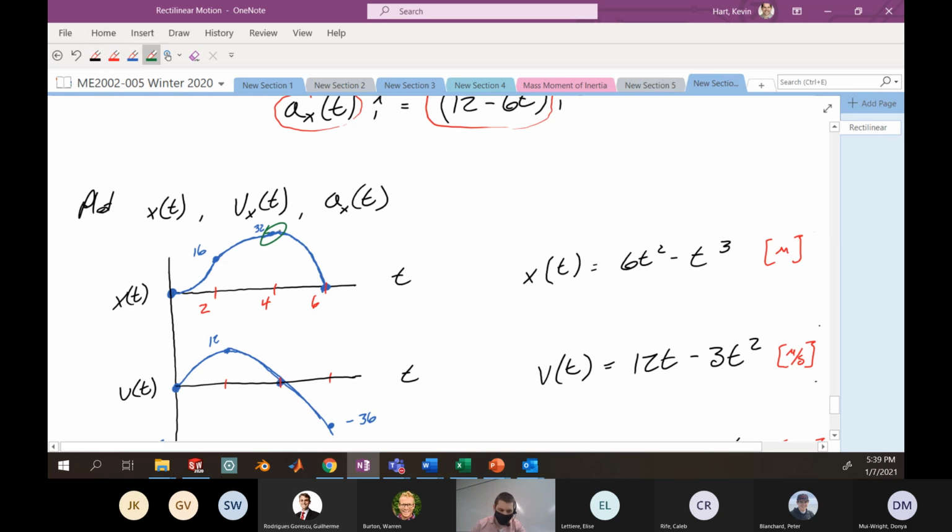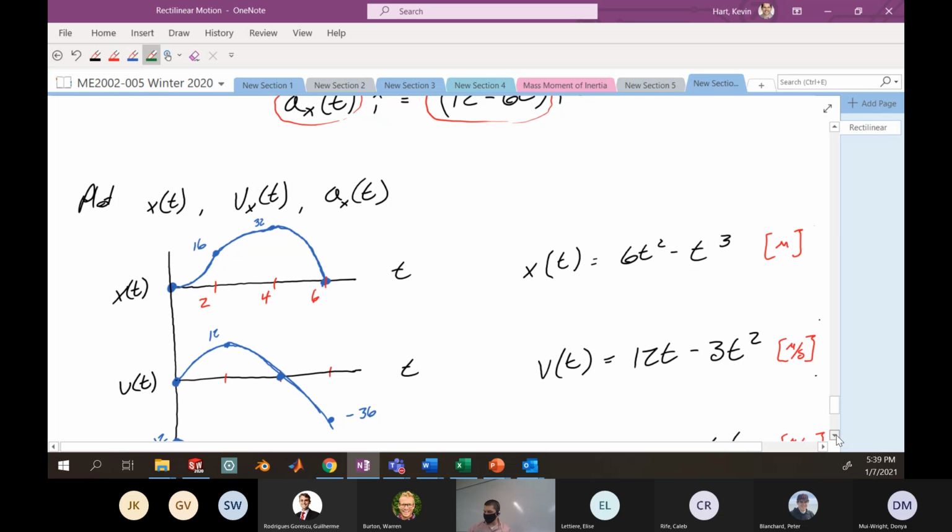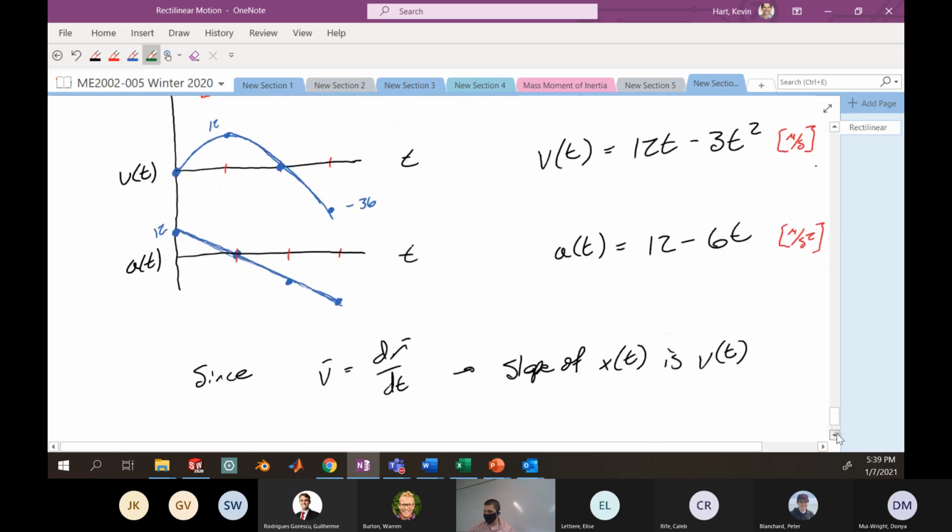And so at the location 32, we see that it has stopped so that it can start reversing direction, right? And now it's moving backwards. And so we have this downward slope, and we see that the velocity values are in fact negative on the other side of that particular location, right? So we have these general relationships that exist between position and velocity. It's nice to see that.